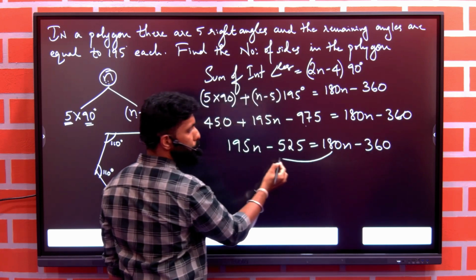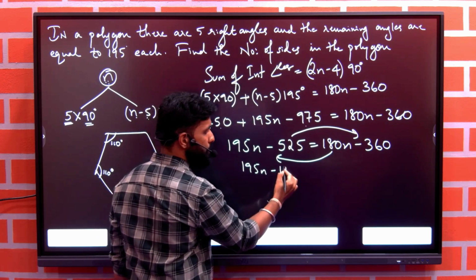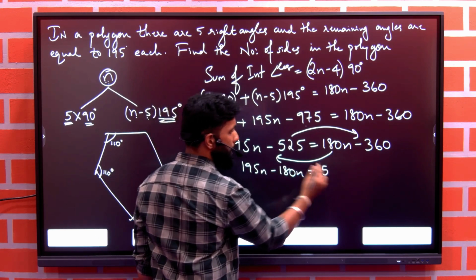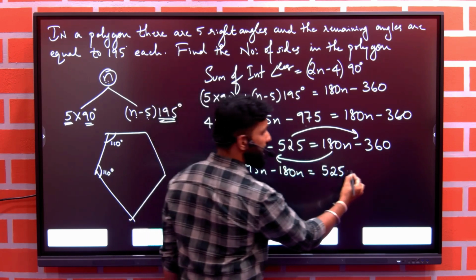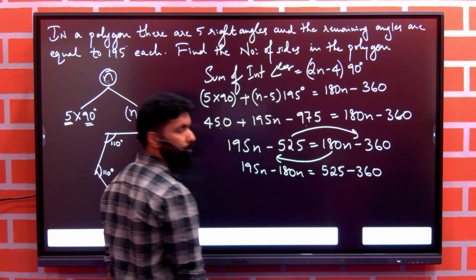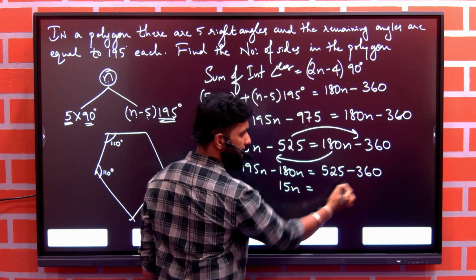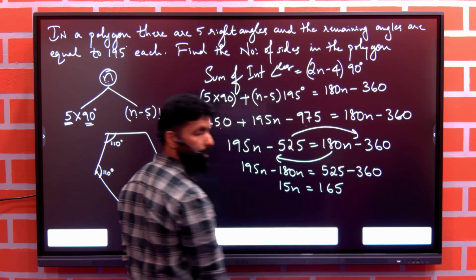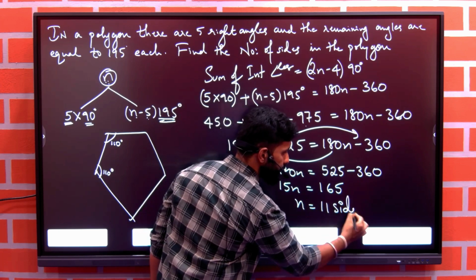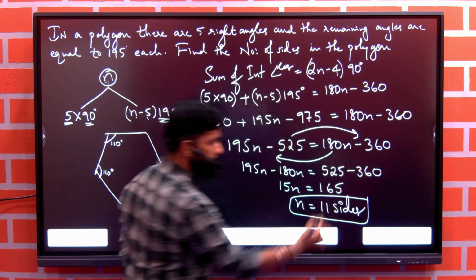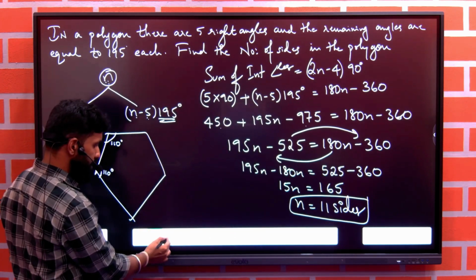So I'm planning to swap this with this. So 195n minus 180n is equal to minus 525 should become positive 525 on the right side minus 360. So what is remaining here? 15n, and what is remaining here? 165. So n is equal to 11 sides. That is the answer. This figure was just an example, so this figure was not needed.